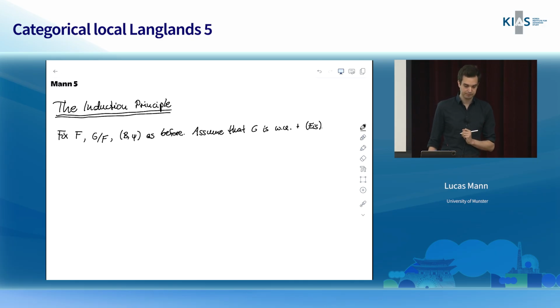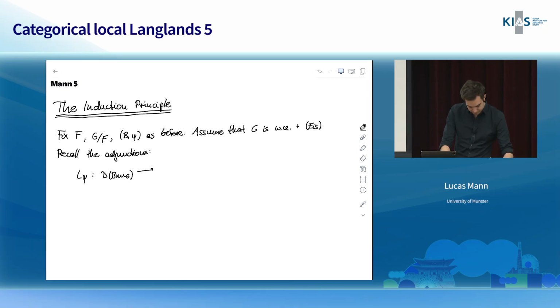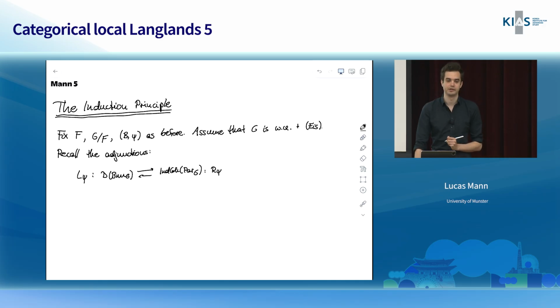Okay, so let me briefly recall the main strategy that we had. We constructed 4 functors so far. And I think it might help to have them all in one picture once at least through the series. So the one we care about is this L_psi. So this goes from D of Bun_G to Ind-Coh of Par_G. Then, for formal reasons, this guy has a right adjoint R_psi.